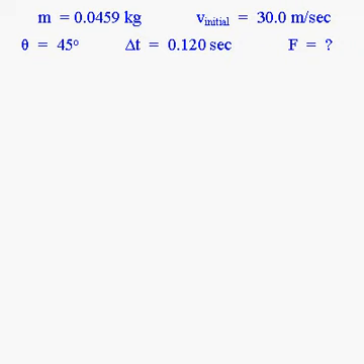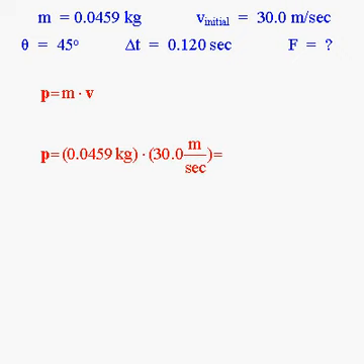In order to figure out force, we're going to have to figure out the change in momentum. Well, when the golf ball is sitting on the tee, its momentum is 0. However, once it leaves the tee, it's going to have momentum. We need to calculate that momentum. Well, momentum is mass times velocity. So momentum is 0.0459 kilograms times 30.0 meters per second. When you work that out, you get 1.38 kilogram meters per second.